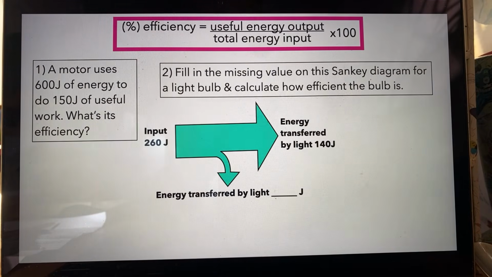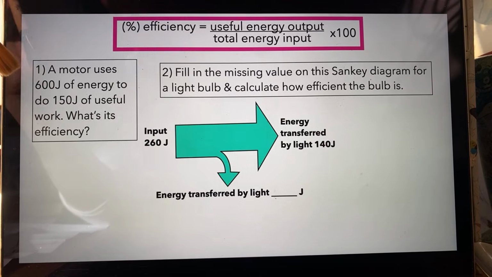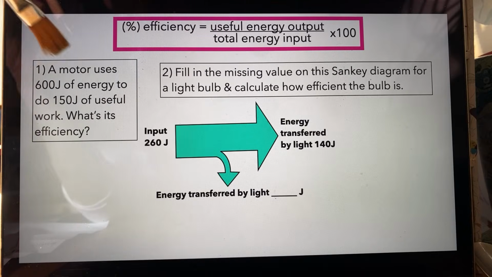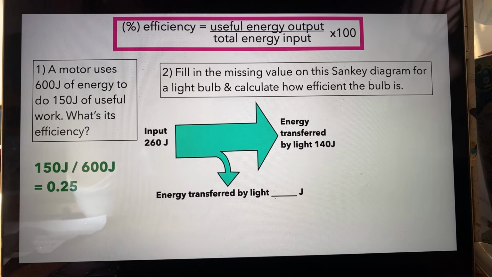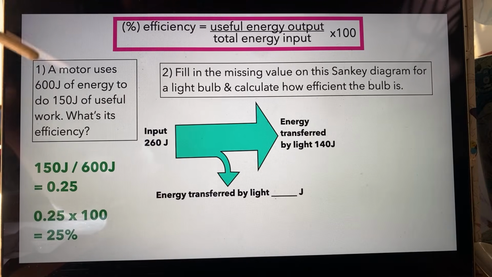So, a motor uses 600 joules of energy to do 150 joules of work. What is its efficiency? Well, 150 joules is useful out of 600 joules. So it's 150 joules divided by 600 joules, which equals 0.25, and then you times that by 100 and you get 25%, which you might have spotted anyway. You might have spotted that 150 times 4 is 600, so a quarter of the energy is being useful.